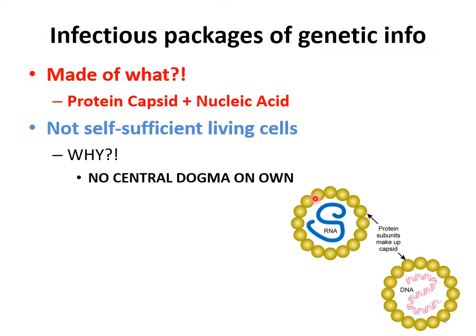Now, as we just said, a virus is just a protein shell and a nucleic acid, which means it doesn't have ribosomes. It has to rely on a host to make viral proteins. It has to rely on a host for energy and precursors and enzymes. And so it cannot replicate and it cannot do the things of a living cell, the central dogma, without a host.